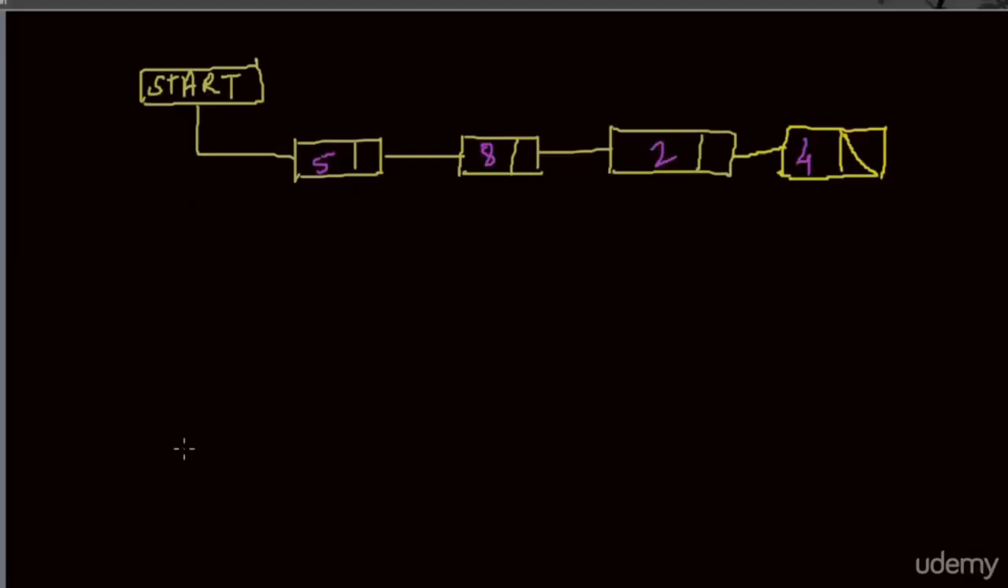Hey there, today we will check how to delete a node at the end. In this case, the node with value 4. So our target is to delete the node with data 4. In fact, what is the identity of this node? This node has the link part as null.